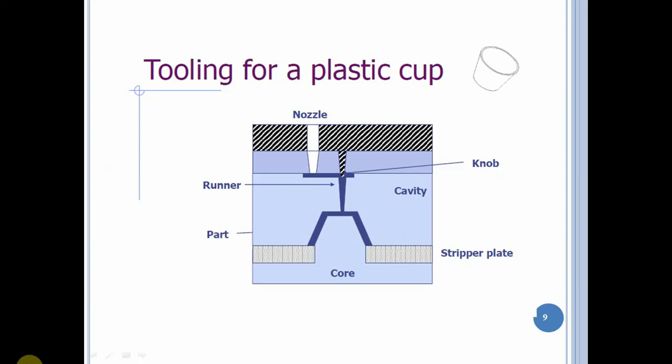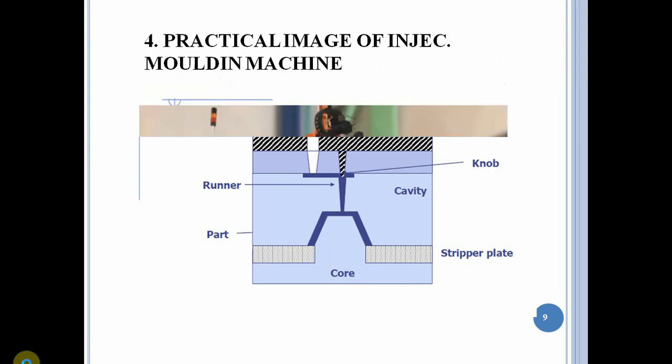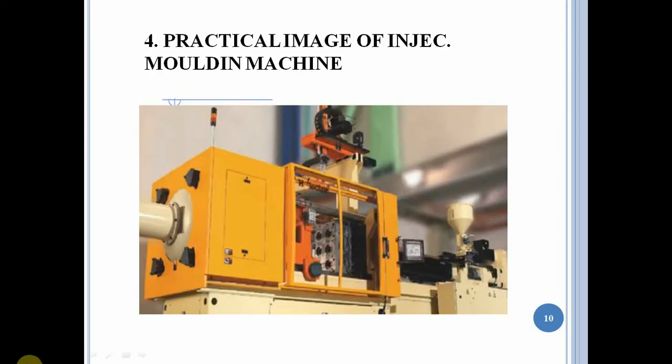This is tooling for a plastic cup. See here, practical parts are shown here like the knob, cavity, nozzle, runner, parts, stripper plate, core. This is a practical image of an injection molding machine.